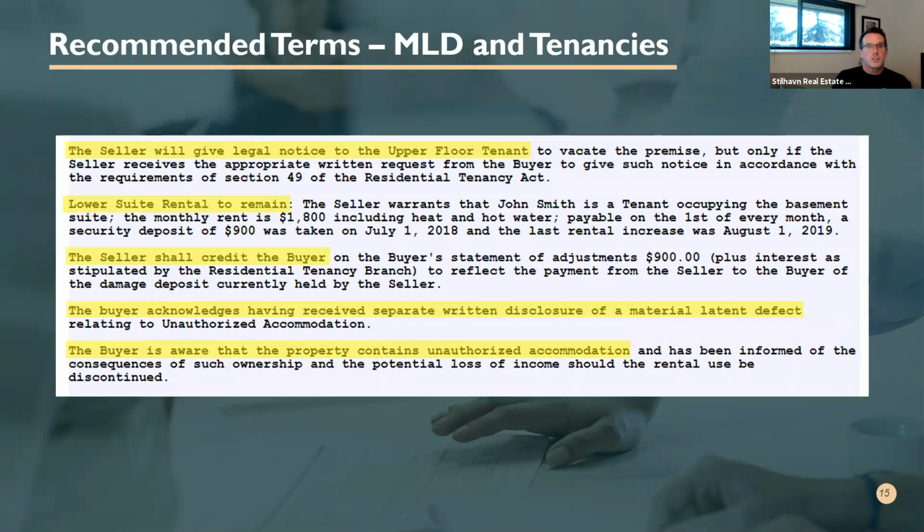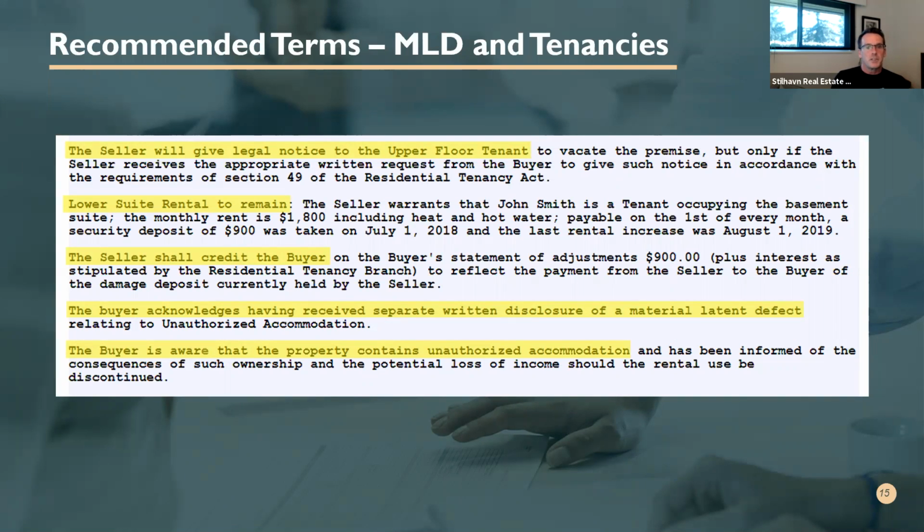Okay, so this is just talking about material latent defects and tenancies. Again, this is not every strata. I'm just throwing this in as an example because I wanted to talk about material latent defects, because I'm still having most people do it incorrectly, and I just wanted to use this opportunity to touch on it. And then of course, tenancies can be quite complicated, and obviously I'm talking about tenancies in a normal situation, not in a COVID situation. So keep that in mind as well.